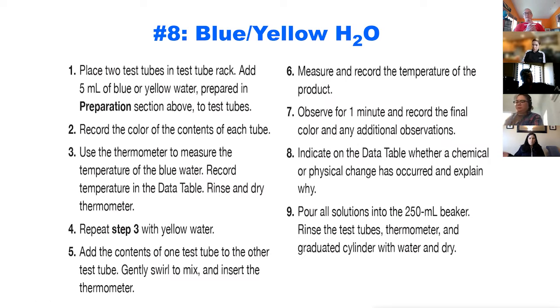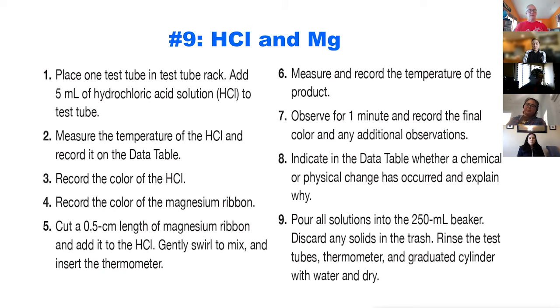And then this is just taking that blue and yellow food color solution you already made. Again, just measure the temperatures of each one, mix them together, see if you can detect any sort of chemical change. This is a fun one. So we're going to be doing this reaction a little bit later and looking at the products of it.